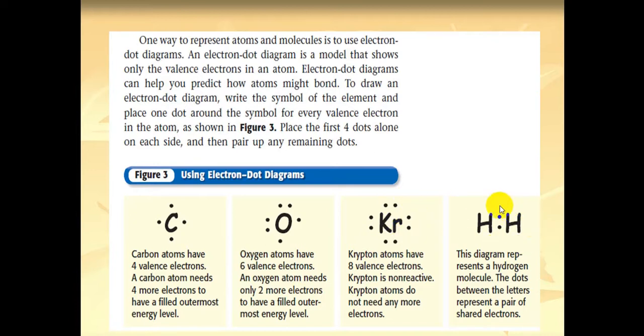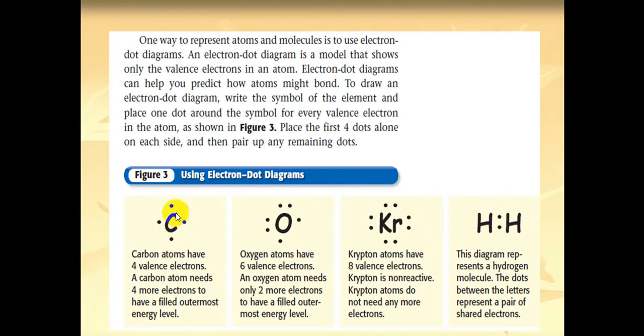For the hydrogen molecule, we can do this also for molecules. One hydrogen atom here with 1 electron, and the other hydrogen with another electron. So the 2 electrons between the 2 hydrogen atoms, we call this the shared pair.